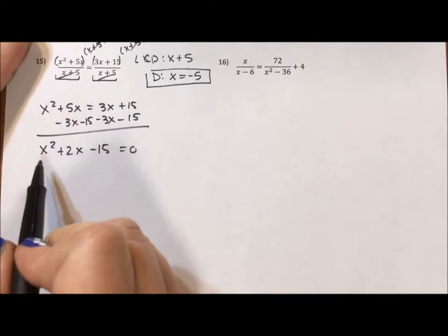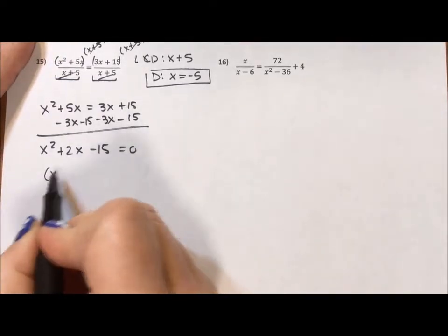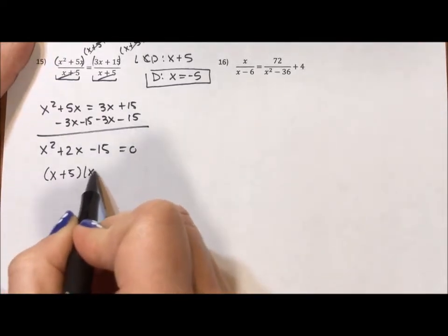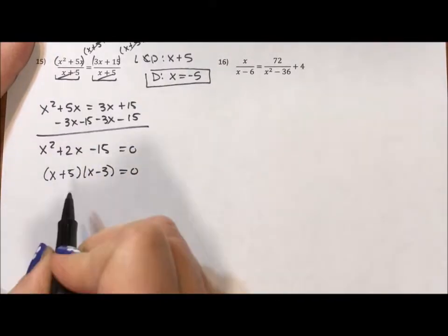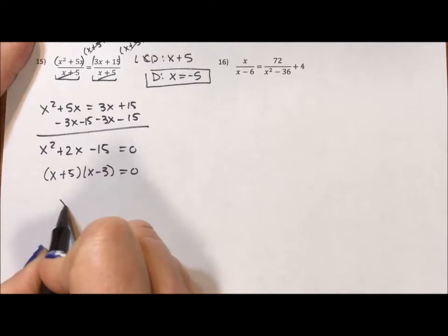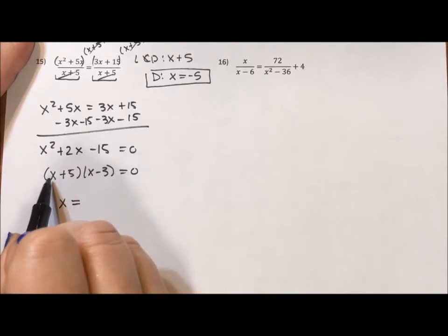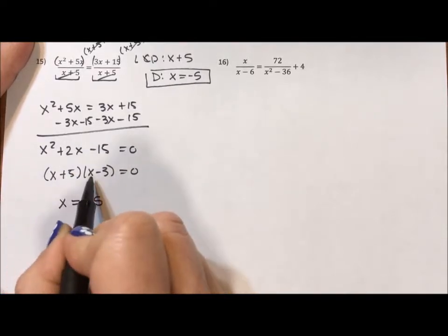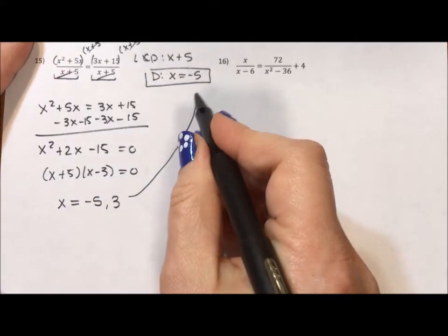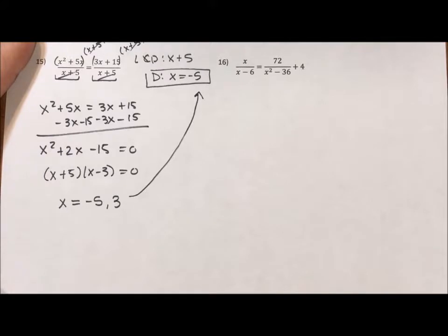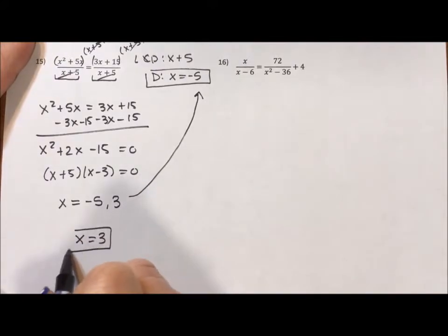Okay, so if we factor this, we get x plus 5 times x minus 3. Two numbers that multiply to -15 and add up to +2. So this equation equals 0 if x is -5, because -5 plus 5 is 0, or if x is 3, because 3 minus 3 is 0. We double check. -5 is going to give us a 0 in the denominator. So x equaling 3 is our only available answer.